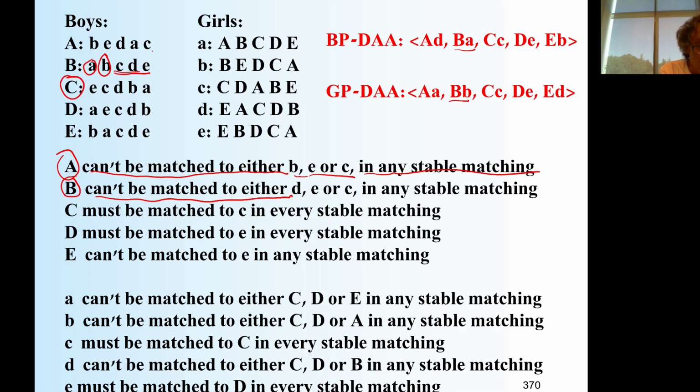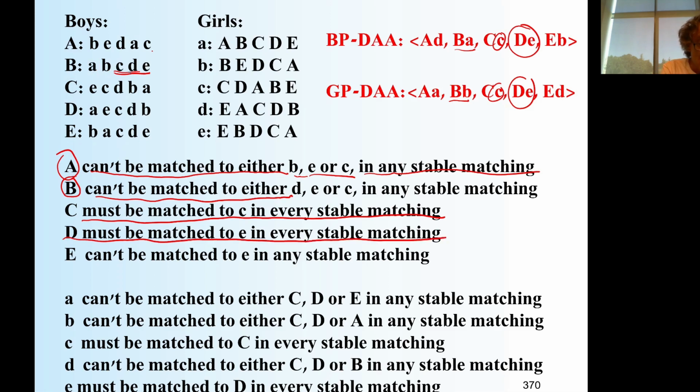Let's go to C. What does C get? In the boy proposing, C gets C. In the girl proposing, he gets C. So boy C for sure will get girl C in any stable matching. He must be matched to C in every stable matching. Let's go to D. What did D get? D got E and E, the same thing. So D must be matched to E in every stable matching.